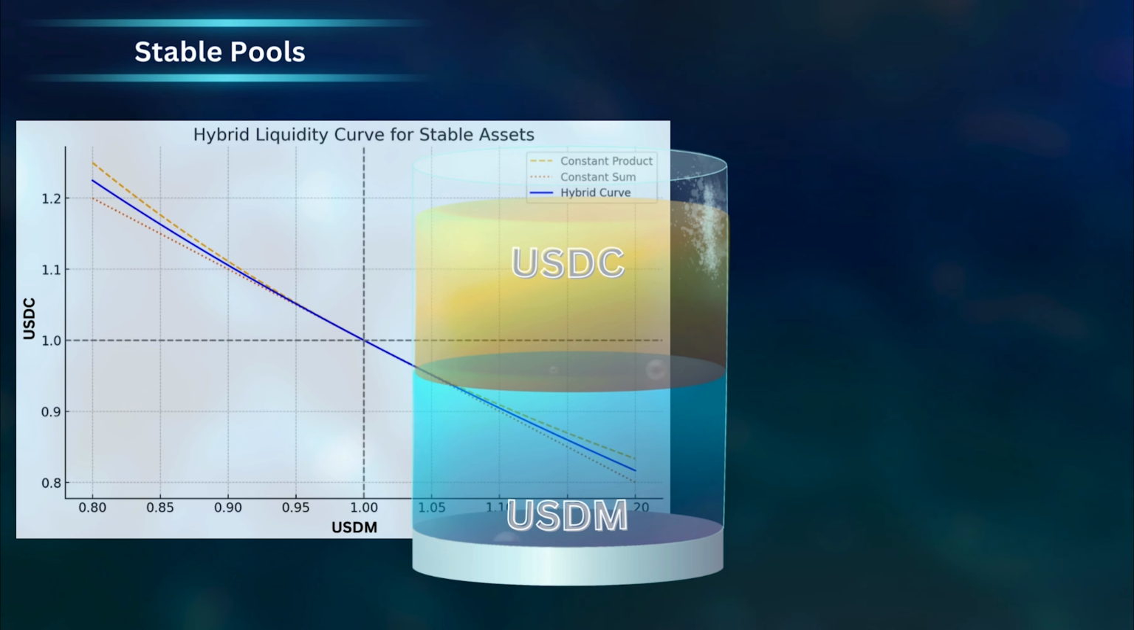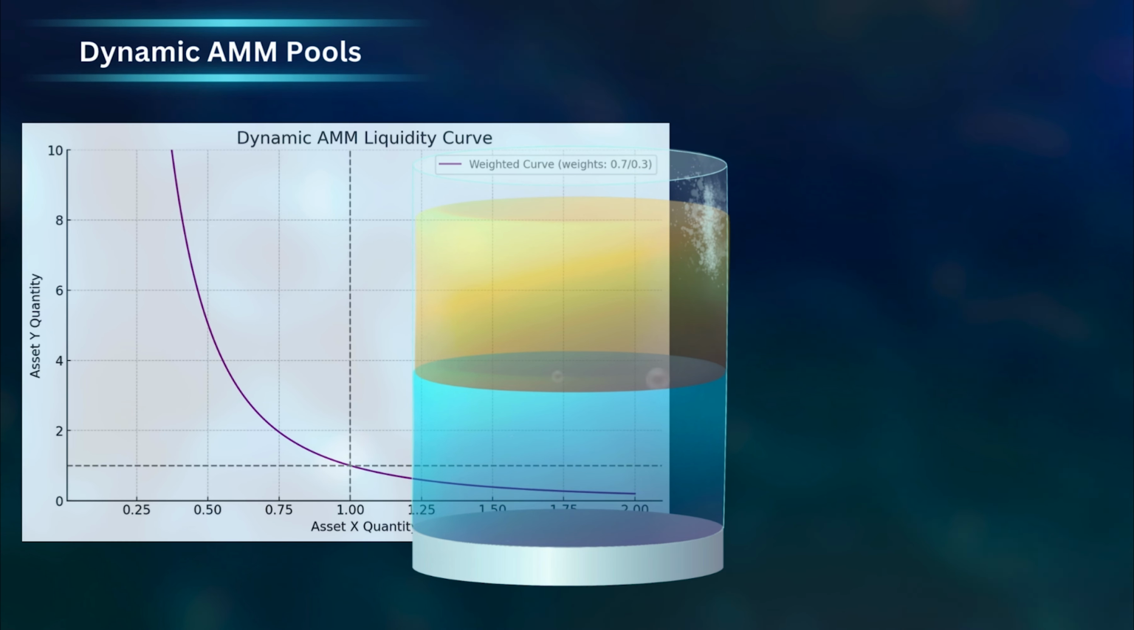The third pool type will be stable pools. These pools will have a different liquidity curve that is adjusted to stable assets. This will in turn reduce slippage when you do your trades. The fourth pool type are dynamic AMM pools. These pools are a more advanced version of the stable pools. They automatically adjust the liquidity curve to concentrate liquidity around the spot price. This will reduce slippage for traders and impermanent loss for liquidity providers.